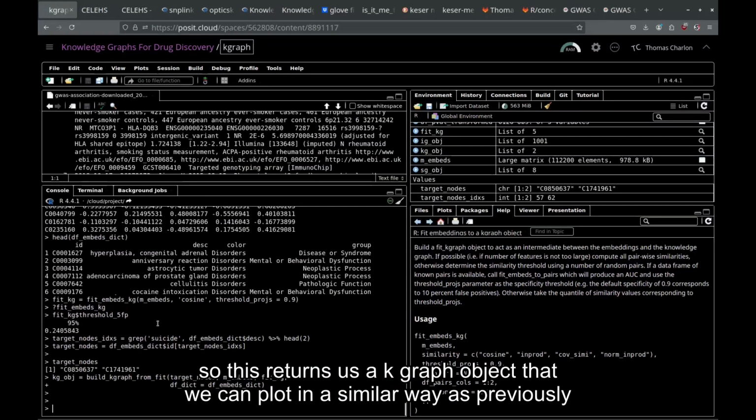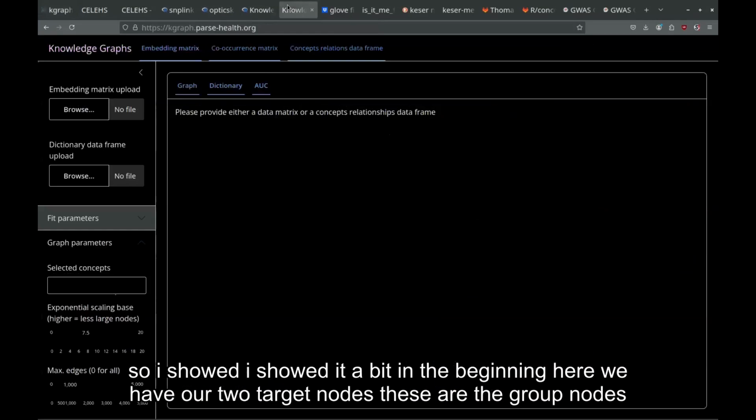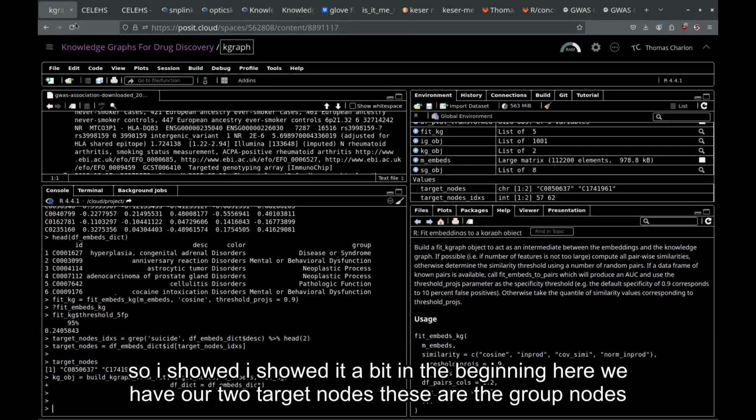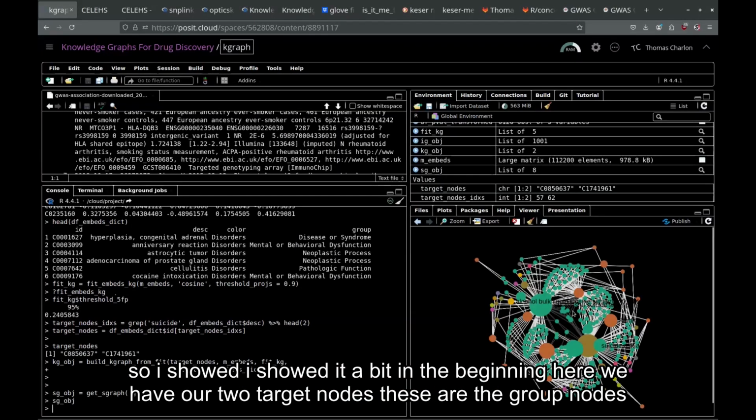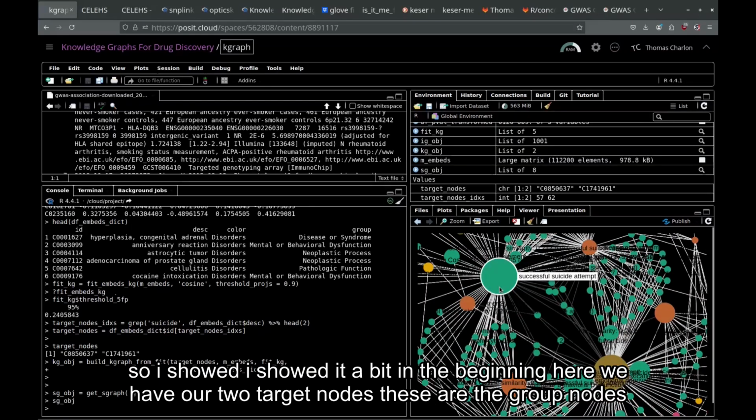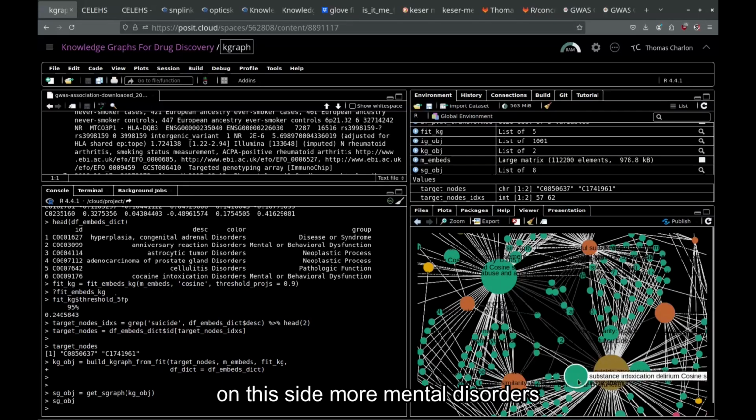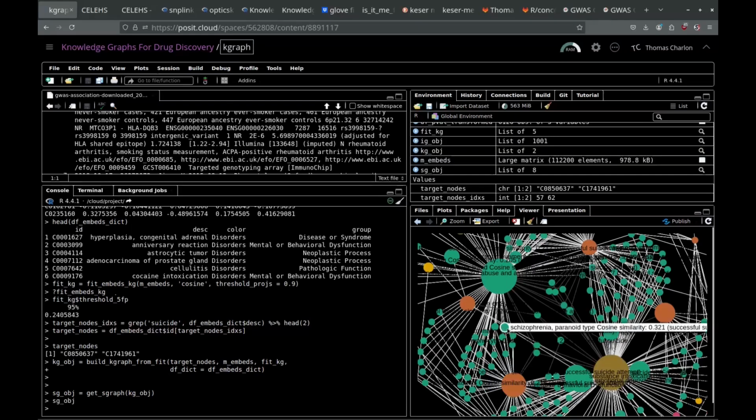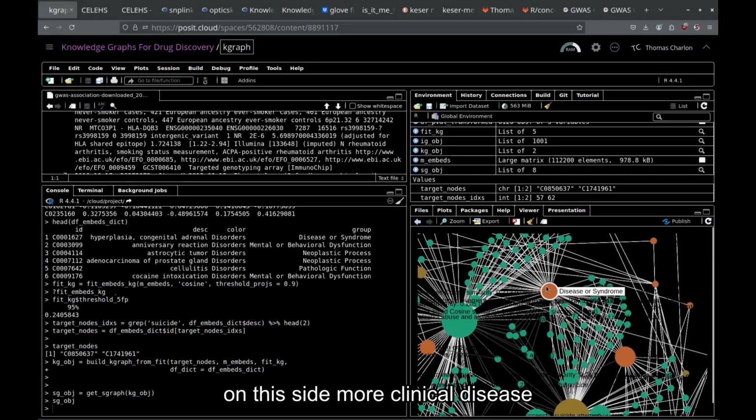So this returns a kgraph object that we can plot in a similar way as previously. I showed it a bit in the beginning. Here we have our two target nodes. These are the group nodes. On this side, more mental disorders. On this side, more clinical disease.